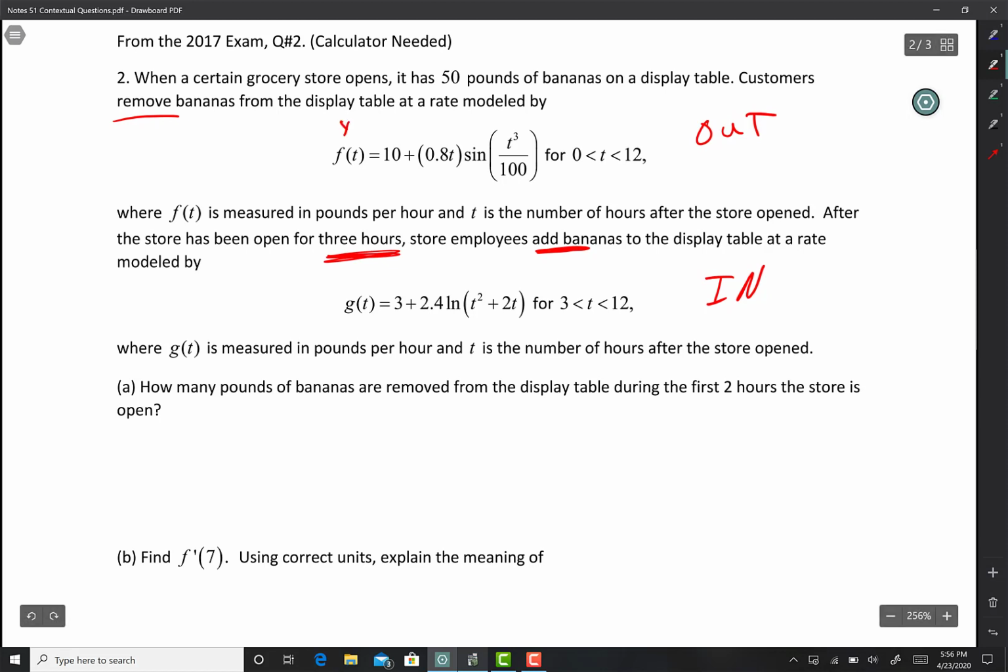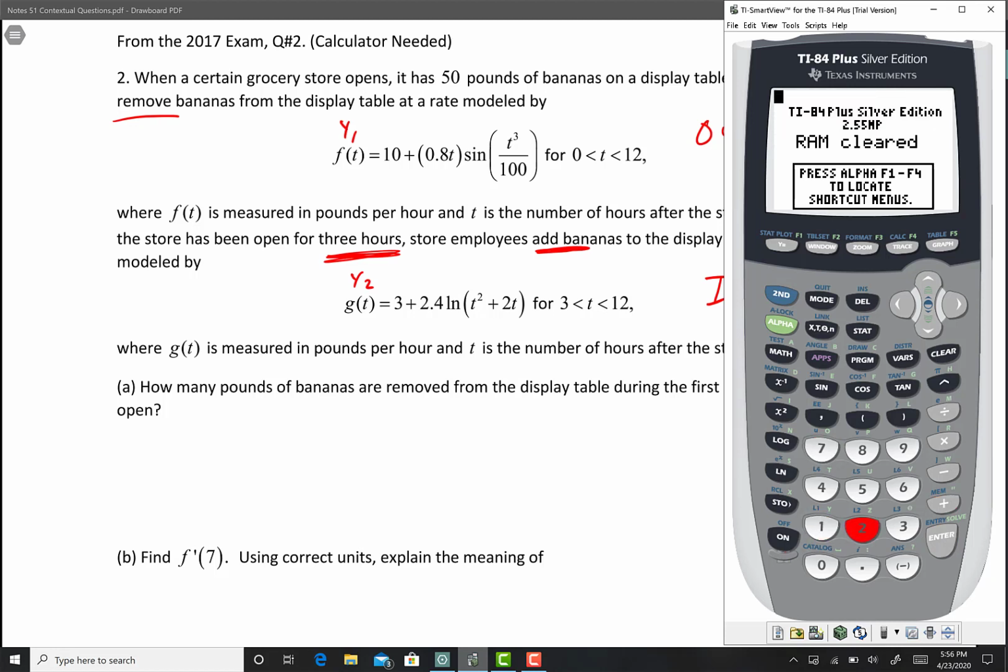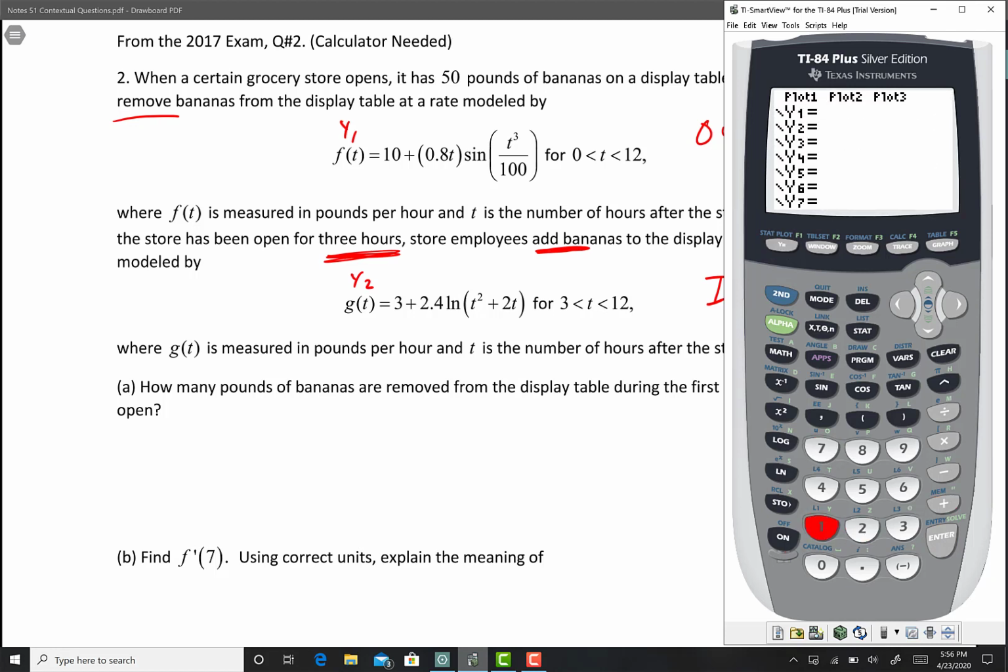I'm going to type this one into Y1. I'm going to type this one into Y2, but do not use these letters Y1 and Y2 when you're doing the answers. They give you F and G, so use F and G. So here's my calculator, and I'm going to type those in. So second, memory 712 to reset everything, and Y1, and I'm going to go 10 plus, and I'm going to make it look exactly like that, guys.